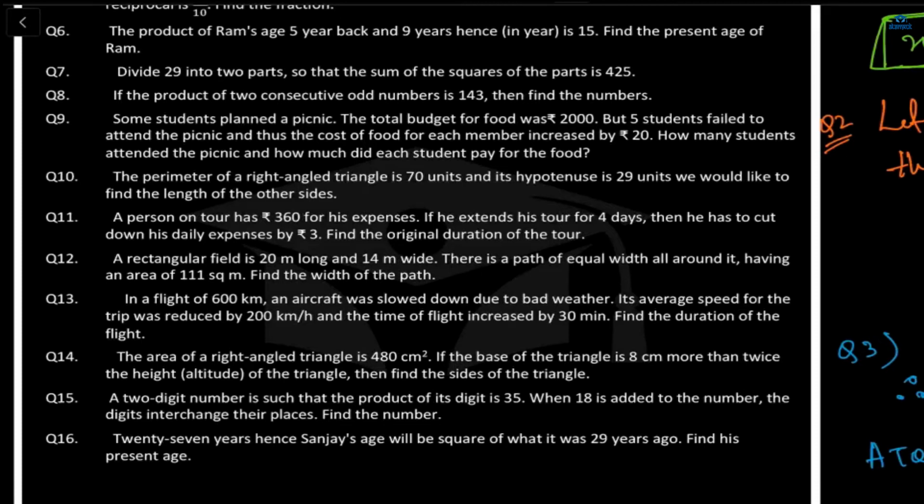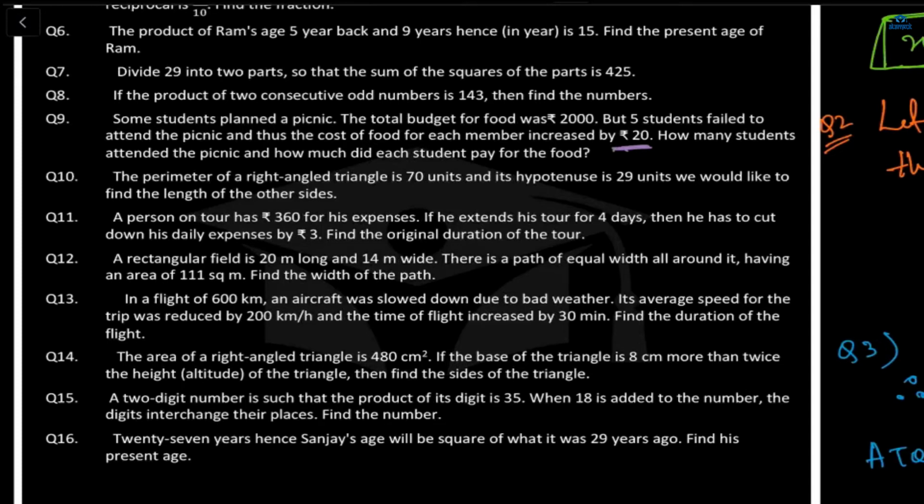Satya, did you figure out what we are going to assume here? We'll assume the number of students who attended the picnic as x. Yes, very good. And the amount each student paid will be 2,000 by x. Here the equation will be formed with the help of what each student pays, because the difference that each member has to pay is 20. Initially, when all the students came to the picnic, it will be 2,000 by x, because we are assuming the total number of students is x. But 5 students failed to attend, so it will be 2,000 divided by (x minus 5).